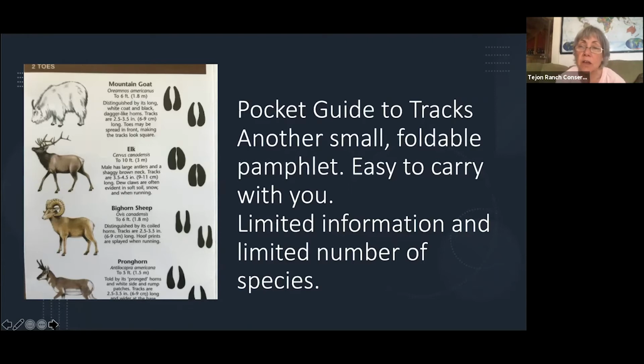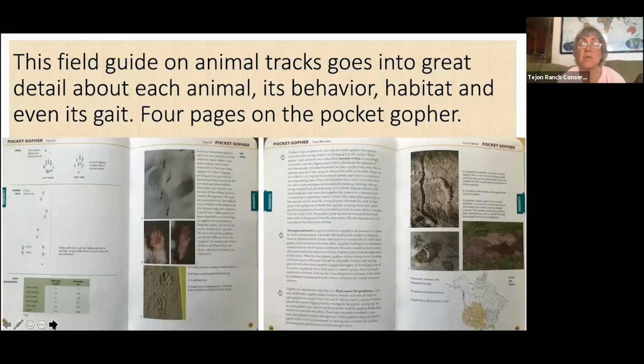But if you really want to know about animal tracks, you're going to want a field guide similar to this one. So this is 4 pages just on the pocket gopher, another large, hefty book. But look at all the information that this author, Jim Lowry, put into this book. There is a map on the lower right-hand side showing the distribution of where this animal can be found. It shows the trails and patterns that you'll see in the dirt if you're looking for pocket gophers.